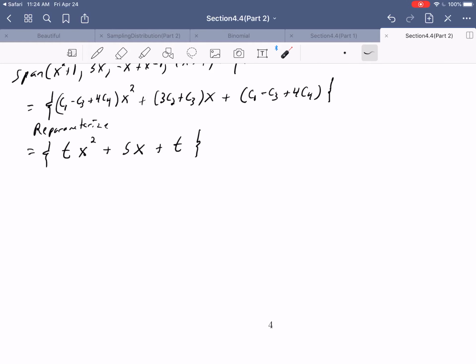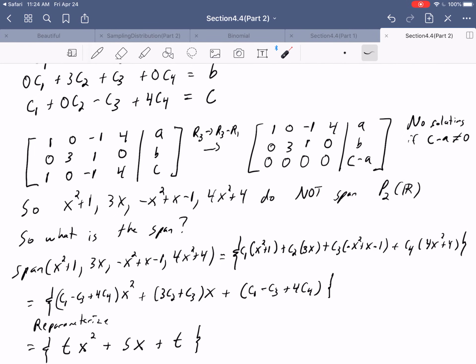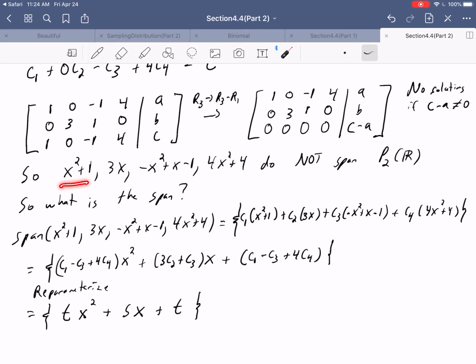So in other words, what we're sort of saying here is that this collection of vectors, x squared plus 1, 3x, negative x squared plus x minus 1, and 4x squared plus 4, they don't build everything in P2 of R, but they build this subspace of all the sort of quadratics where the coefficient of x squared and the constant match. So they build sort of a unique subspace of P2 of R, but not the entire space of P2 of R.